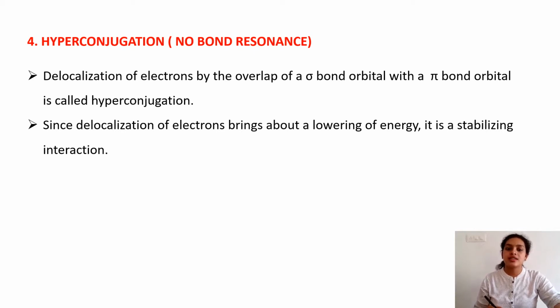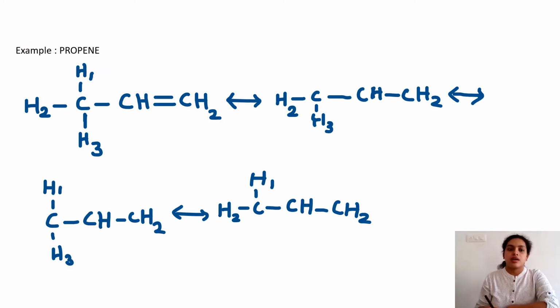Since this delocalization of electrons brings about a lowering in energy, hyperconjugation is also a stabilizing interaction, just like the mesomeric effect. For illustration, I have taken the example of propene. In propene, there are 3 hydrogen atoms which are connected to the unsaturated carbon atom. Just for the sake of clearer understanding, I have numbered them as H1, H2 and H3.